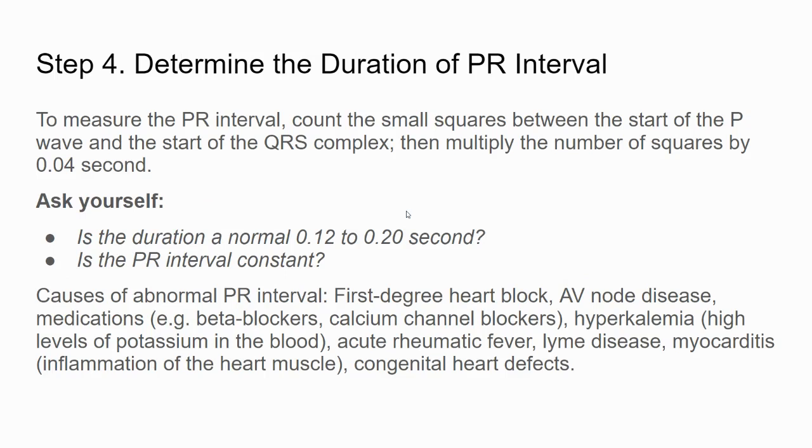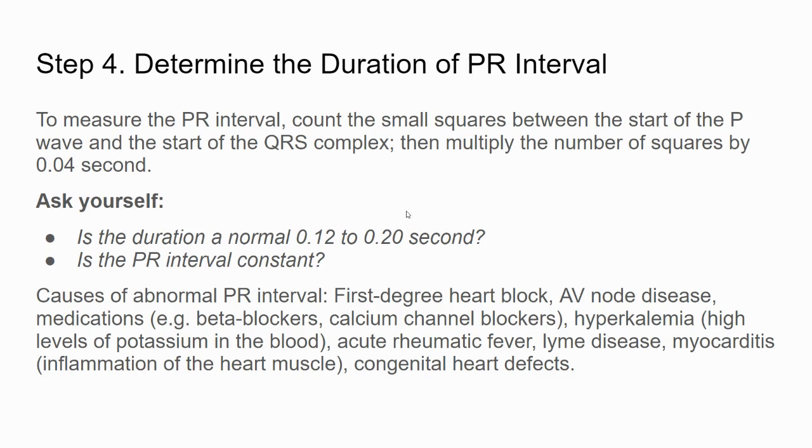Step 4 is determine the duration of the PR interval. To measure the PR interval, count the small squares between the start of the P wave and the start of the QRS complex, and then multiply the number of squares by 0.04 because each square is 0.04 seconds. We're going to ask ourselves, is the PR interval a normal 0.12?